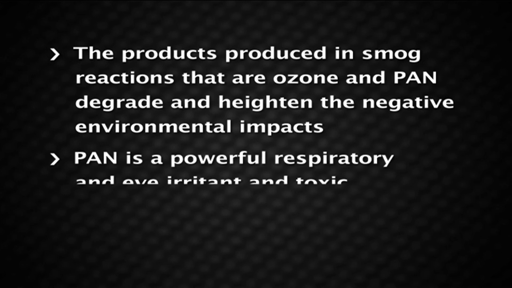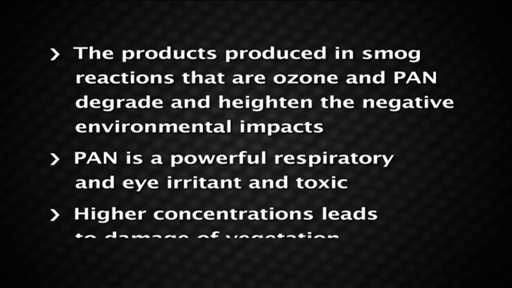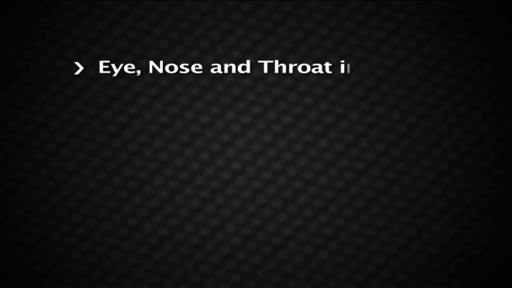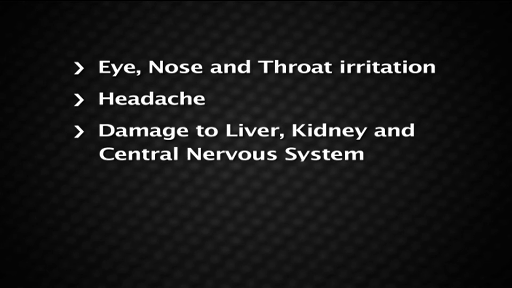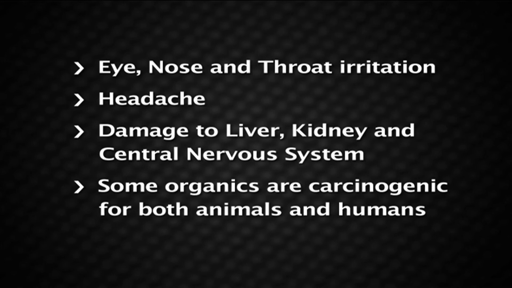PAN is a powerful respiratory and eye irritant and very toxic. High concentration of it leads to damage to vegetation. The ozone in smog also inhibits plant growth and causes widespread damage to crops and forests. Volatile organic compounds or VOCs are known to have both short and long-term impacts on human health. For instance, eye, nose and throat irritation, headache, damage to liver, kidney and central nervous system. Some organics are carcinogenic for both animals and humans.